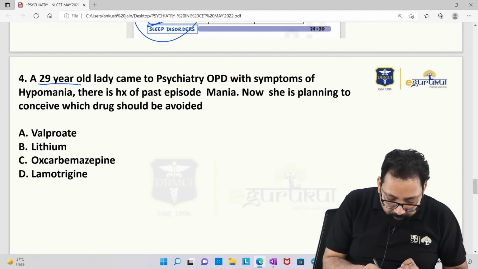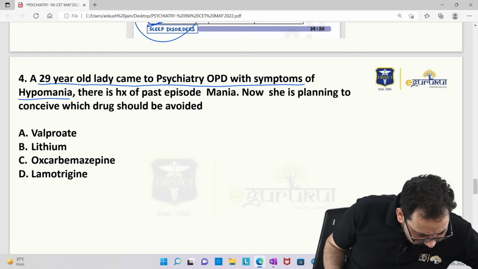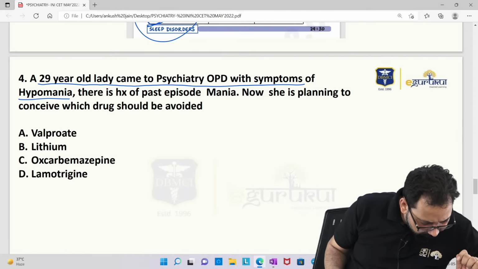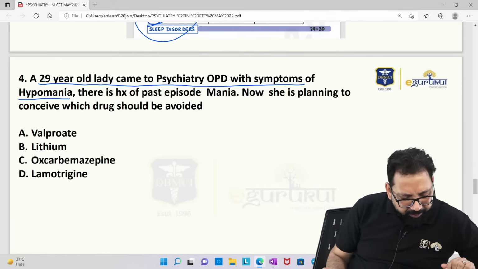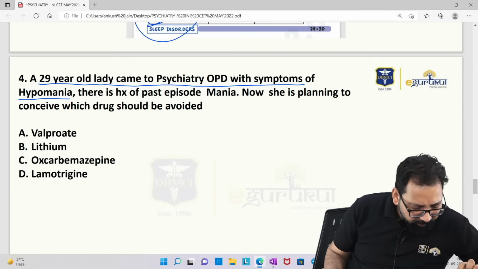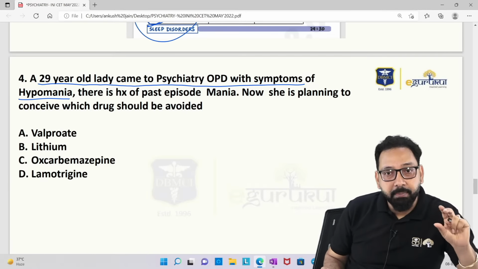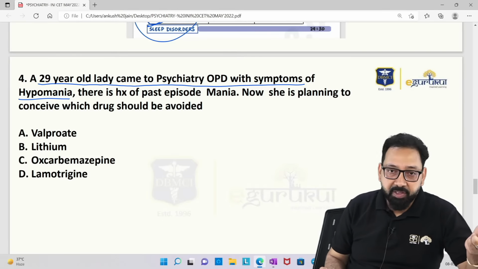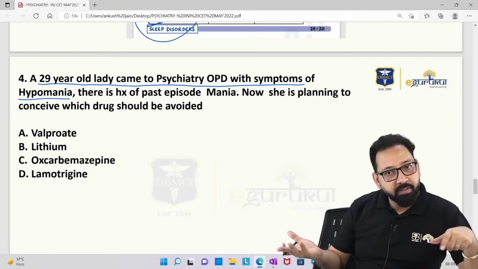A 29-year-old lady came to the psychiatry OPD with symptoms of hypomania. The person has a sleep problem and EEG was done. Even if they have a sleep problem, polysomnography is done to study the sleep. Many aspects of sleep disorder may be there, but you can recognize the stage of sleep by the same simple concept.